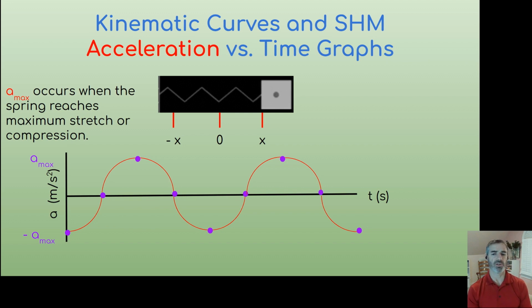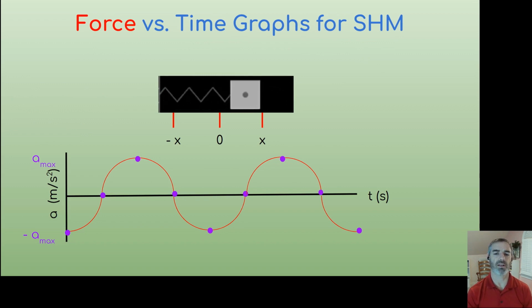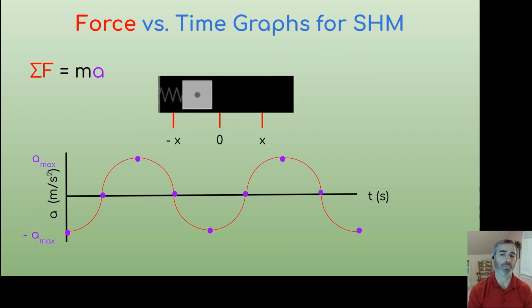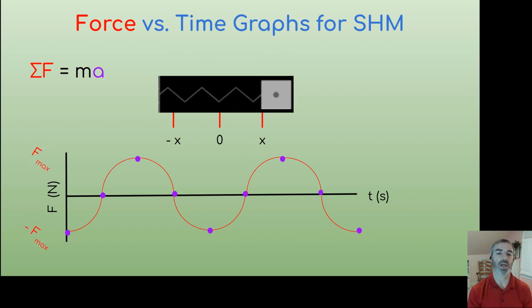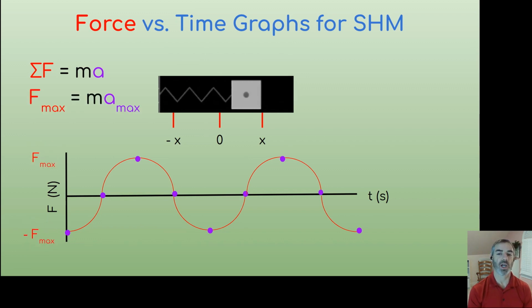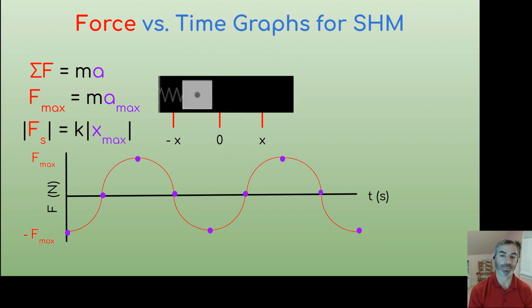So what about a force versus time graph? Well, as this oscillates back and forth, we know that the force and acceleration are directly related in Newton's second law, so F equals ma. So the force graph is going to look very similar to the acceleration time graph. In fact, the only difference is the max and min values are going to be the forces, which is the acceleration times the mass of the object. So that maximum force equals the mass times the maximum acceleration, which is again governed by Hooke's law.